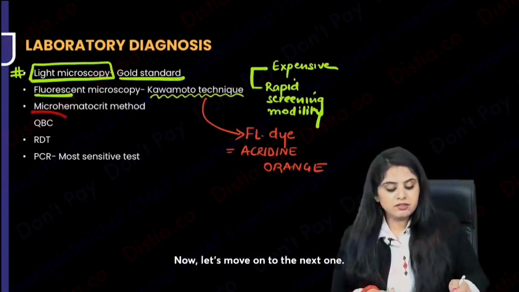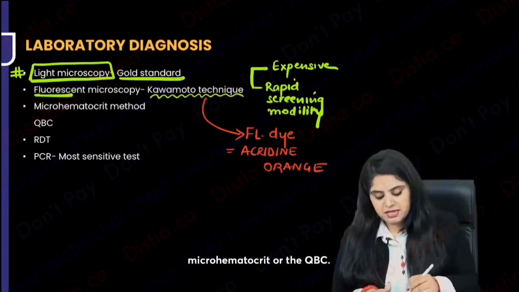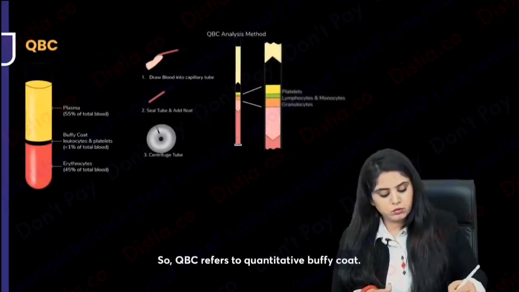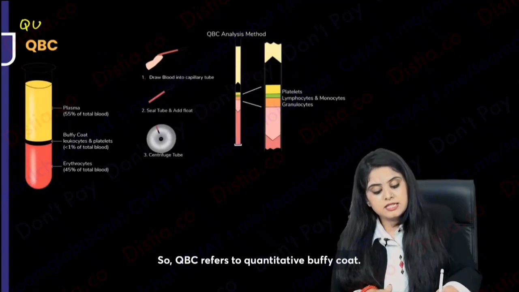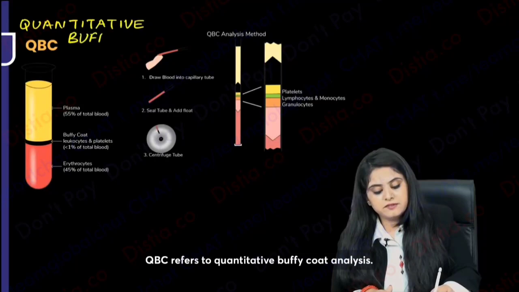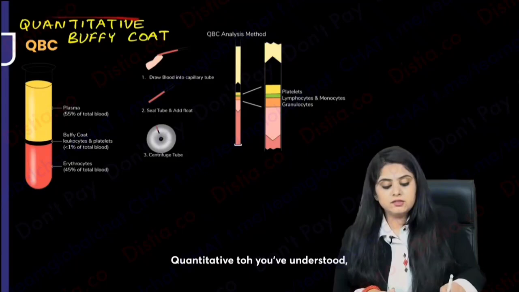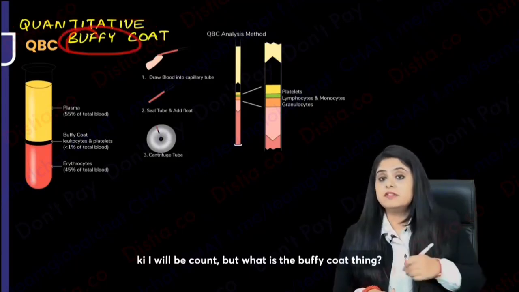Now let's move on to the next one. There is something known as the microhematocrit or the QBC. First, you will all have to know the full form. QBC refers to quantitative buffy coat. These are the pictures that you're going to get. QBC refers to quantitative buffy coat analysis. So first you need to know what a buffy coat is. Quantitative, so you've understood I'll be able to count, but what is the buffy coat?